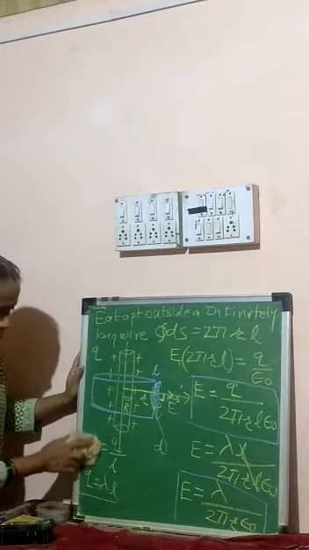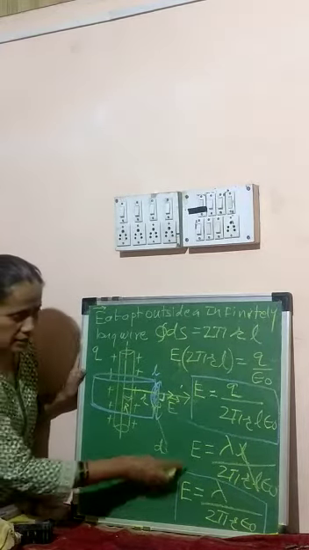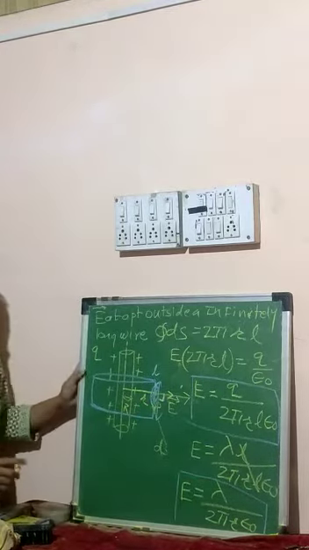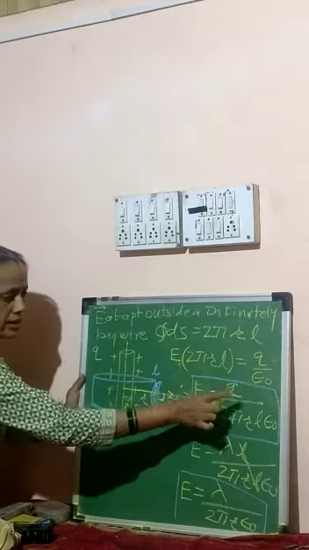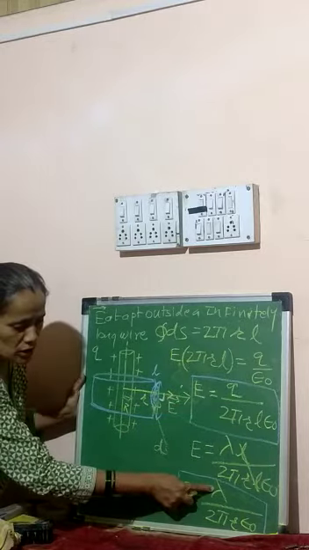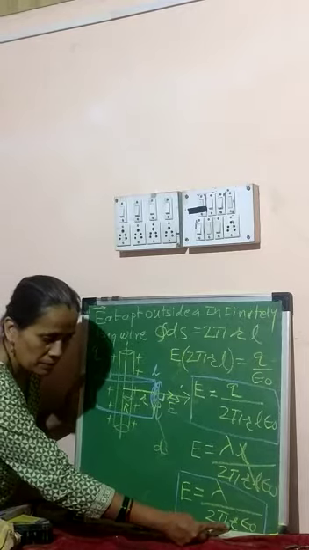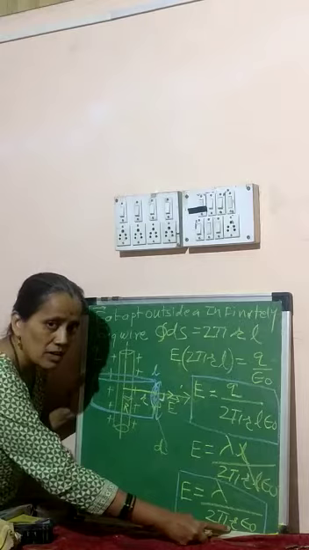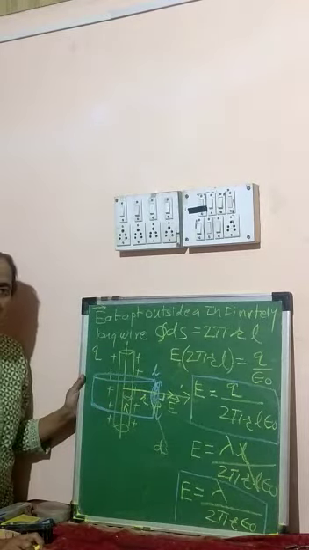This is the intensity formula in terms of charge, and this is the intensity formula in terms of lambda. So using those two formulas, here I will get that your intensity is directly proportional to lambda and inversely proportional to r. Lambda is linear charge density, r is nothing but the distance where your P point is located. Okay, thank you.